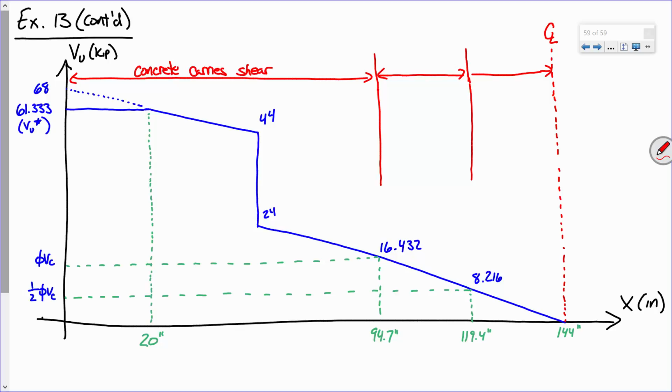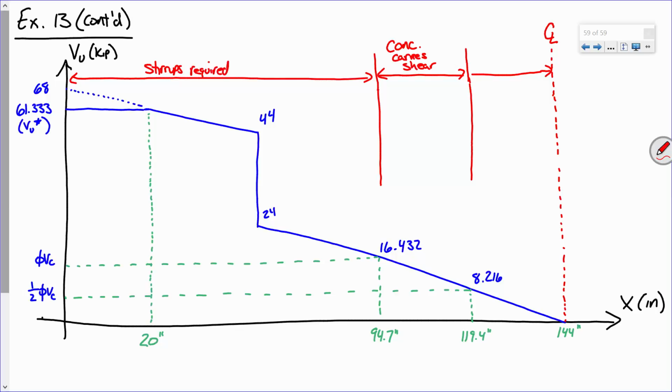This next region, or no, sorry. I've labeled that incorrectly. I apologize. This is where the concrete carries the shear. This is the region where stirrups are required. Y'all should have corrected me on that.